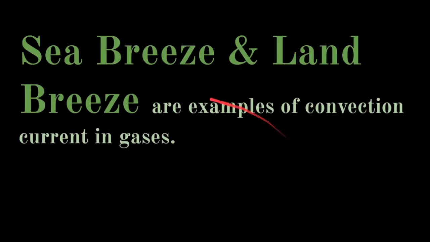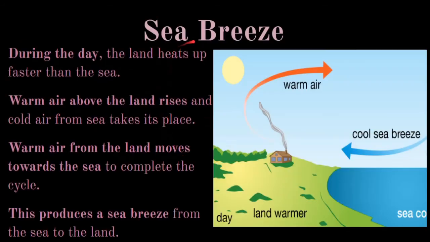Now, sea breeze and land breeze are examples of convection current in gases. So sea breeze, as you know, during the daytime the land heats up faster than the sea. So what will happen? Warm air above the land rises and cold air from the sea takes its place. So warm air from the land moves towards the sea to complete the cycle. So this produces a sea breeze from the sea to the land. So this is called sea breeze.